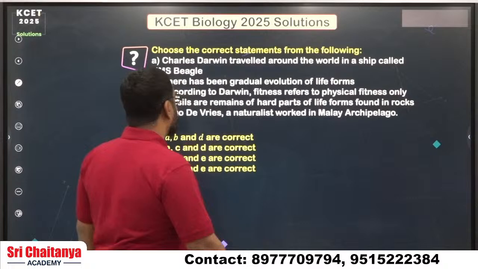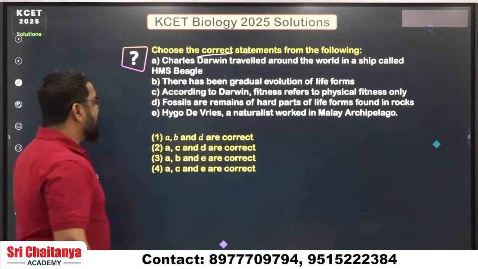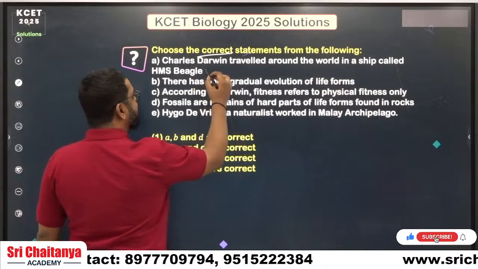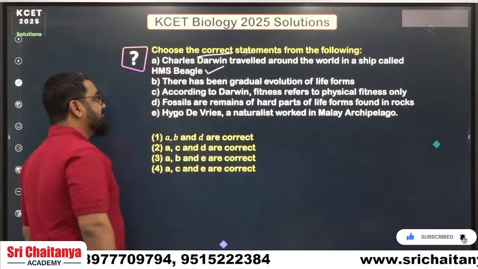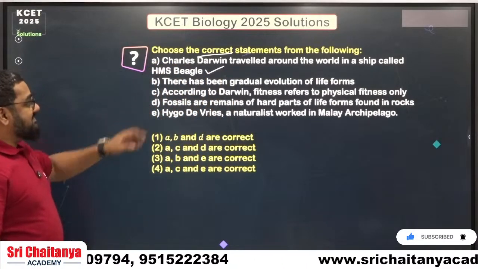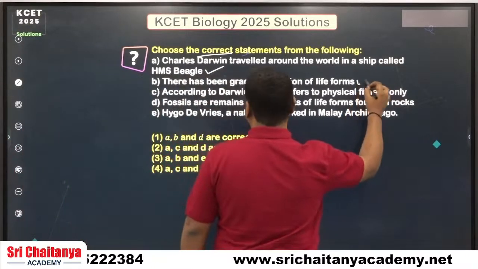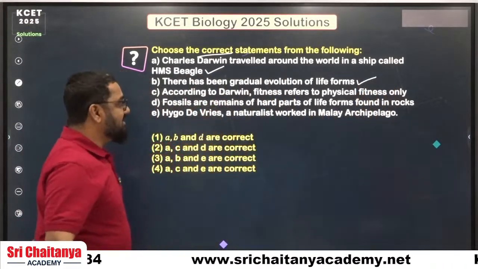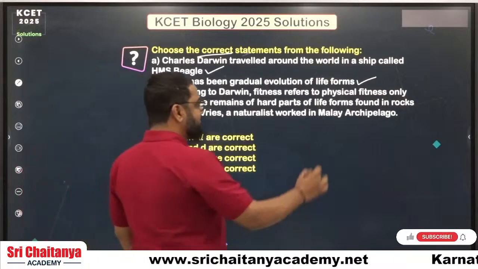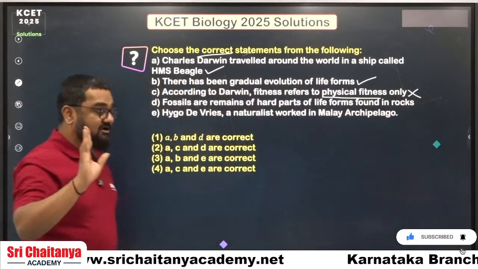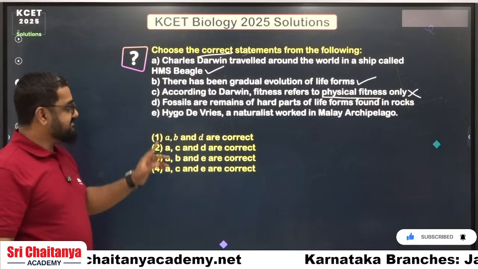Next, choose the correct statements from the following. Charles Darwin traveled around the world in a ship called Her Majesty's Ship Beagle. Yes, HMS Beagle, that is true. There has been gradual evolution of life forms. This is what Darwin says, true. According to Darwin, fitness refers to physical fitness. This is incorrect because he refers to reproductive fitness whenever he is talking about fitness.